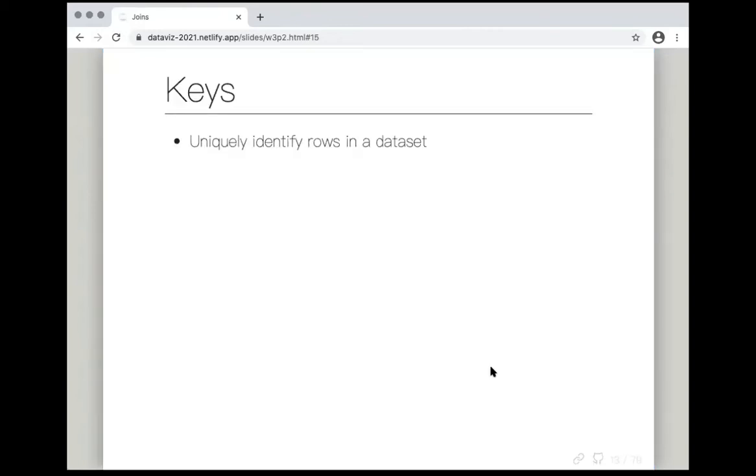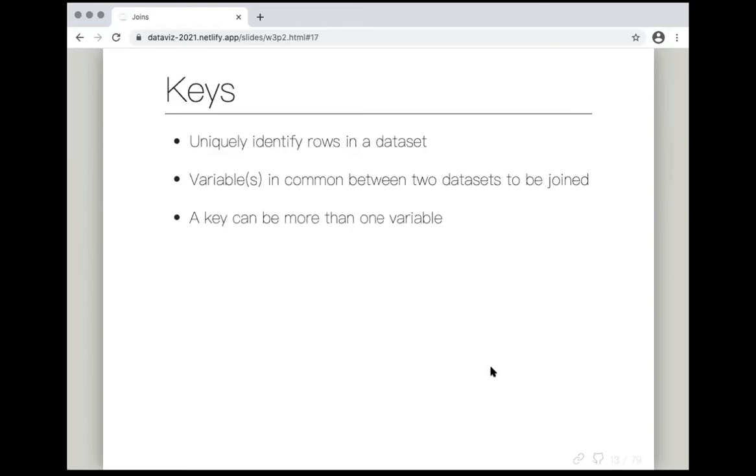Okay, so start out with keys. A key uniquely defines the rows in a data set. If there is a key in a data set, that key will uniquely define the rows of that data set. To join data sets by keys, that variable has to be in common between both data sets. And importantly, the key does not have to uniquely define rows in both data sets, but it does have to uniquely define rows in at least one of them. That's the one-to-many join, which we'll talk about more in a minute.